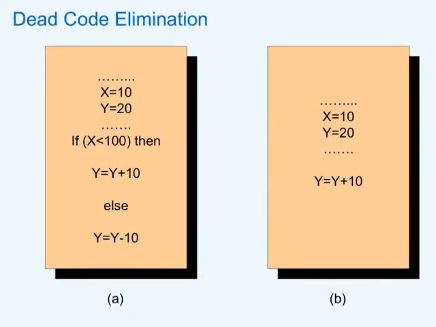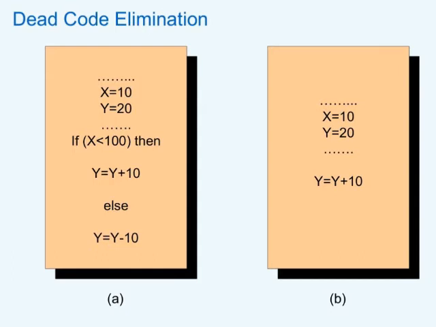Another example, as we said, is dead code elimination, that is a part of the code which will never be executed. If you keep it like that, it will be unnecessarily wasting space. So if you look at the part A here, it says x is equal to 10, y is equal to 20. Then we are checking whether x is less than 100. If yes, then y is equal to y plus 10. Else y is equal to y minus 10.